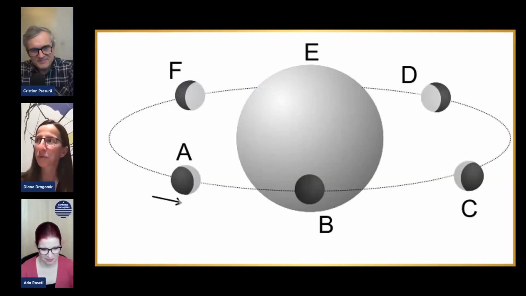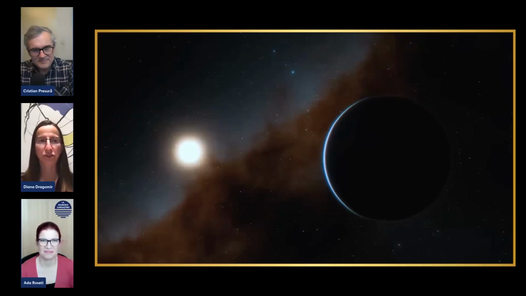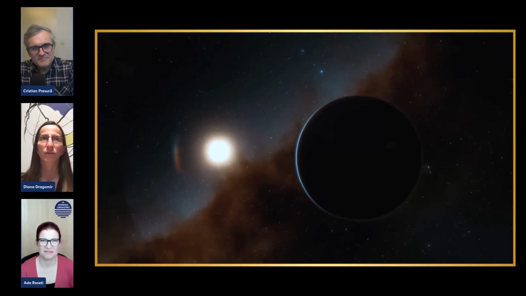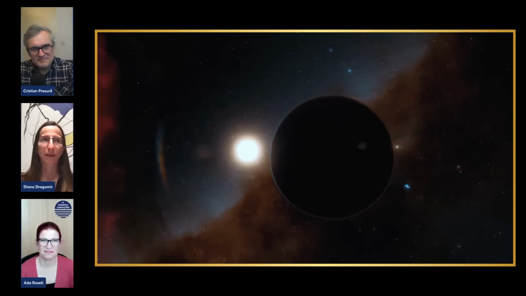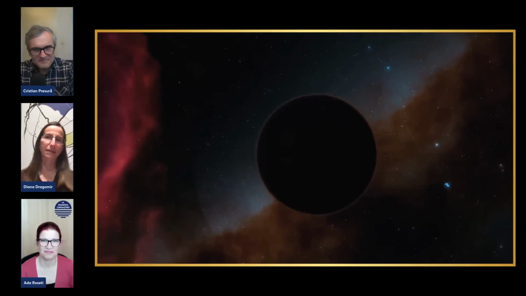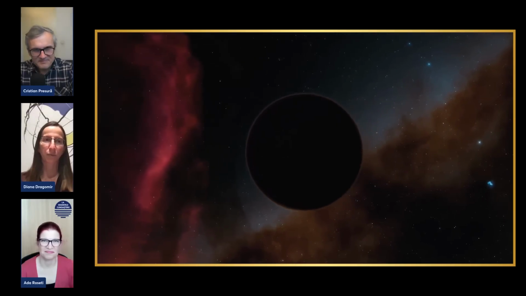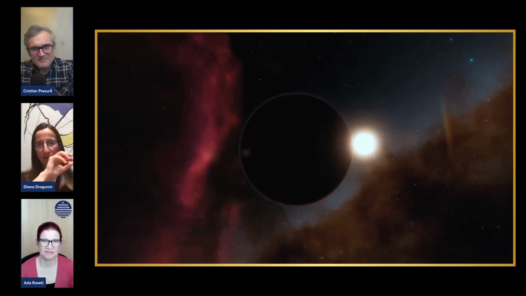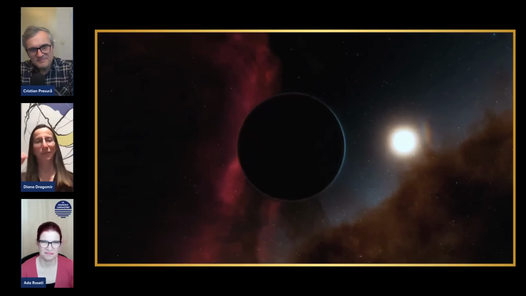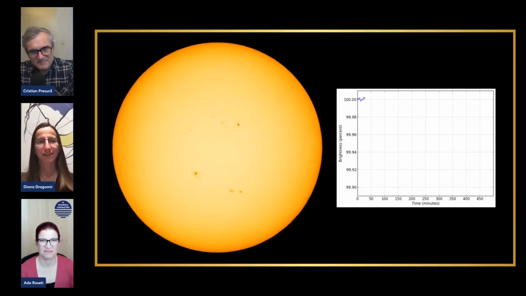We detect them using different methods. One method that I think we'll talk about more today is the transit method. It's also the simplest to explain. If the planet's orbit is aligned with the line between us and the star, then we can observe a small decrease in the star's brightness when the planet passes between the star and us. We rely on this dimming of the star's brightness. We can measure the size of the planet, and if we continue to observe that system, we can also measure the orbital period.